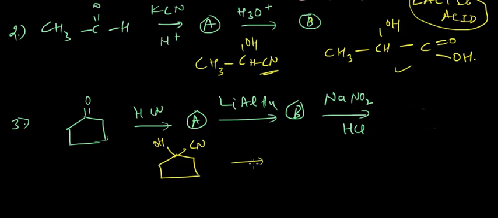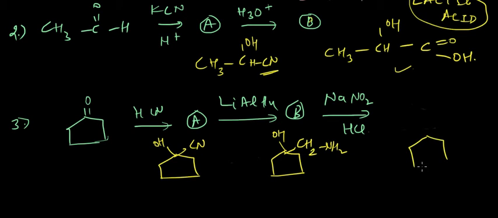What happens when we react it with LiAlH4? LiAlH4 is a strong reducing agent, so product B would be CH2NH2. And when CH2NH2 reacts with NaNO2 in presence of HCl, diazotization will occur, and as a result nitrogen gas is released, and we'll be getting something like OH, CH2 with a positive charge here.